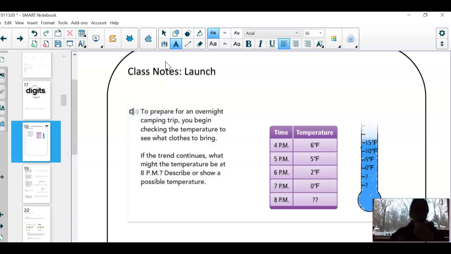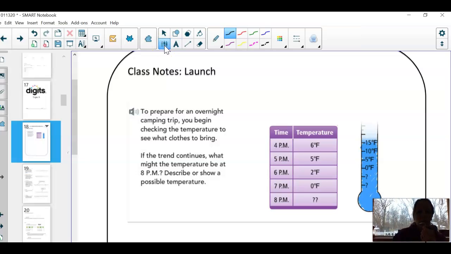Today we're going to be talking about integers. Vamos a empezar sobre números enteros. Integers, en español, es números enteros. Okay, so for today, we're going to start with just kind of explaining what an integer is and then trying to write different integers. So let's go ahead and look at our launch problem.